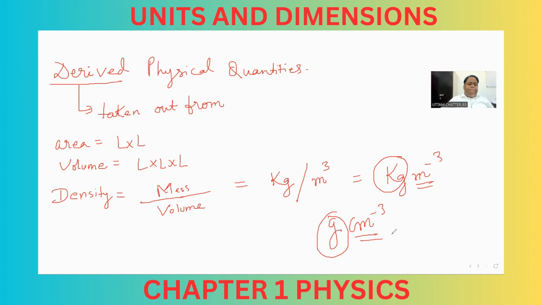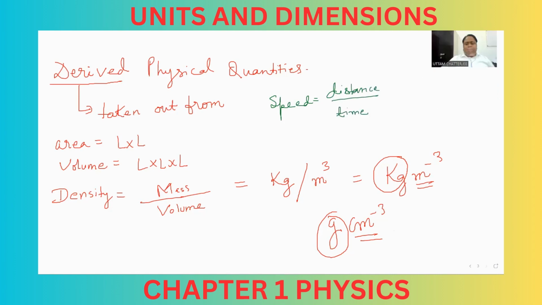Okay. Now let us see how we can relate time with derived physical quantity. Say, if I want to find out speed, speed is distance by time. So distance by time can be written as length per unit time. So for length, we write meter, and for time, we write per second. Either we can write per second like this, or we can write length times inverse of second.